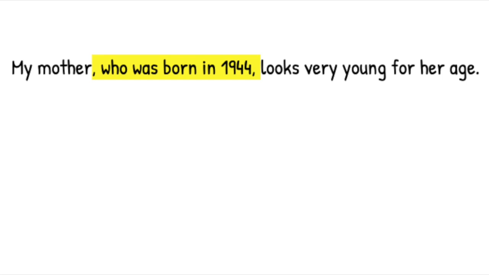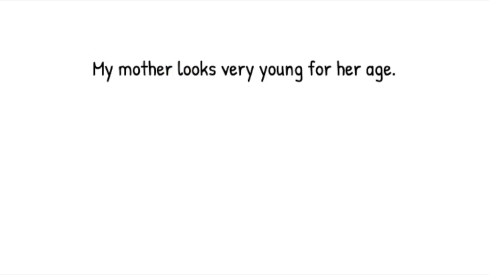If we remove the relative clause, who was born in 1944, this couldn't be a simple sentence or a main clause, as it wouldn't make sense on its own. If we remove this relative clause, this is what we will be left with. My mother looks very young for her age. This is made up of one clause, usually a noun or a pronoun, the verb and the object, but not always the case. It does make sense on its own, has a capital letter and a full stop. It's basically a simple sentence because it has a full stop at the end.